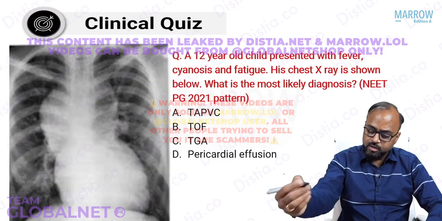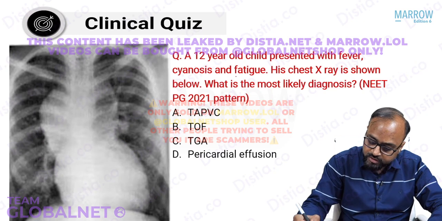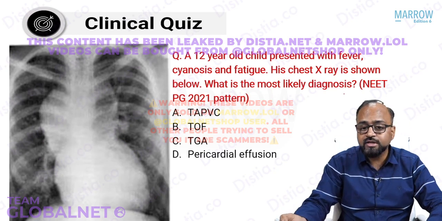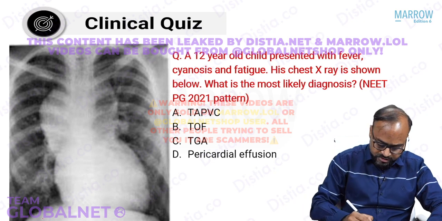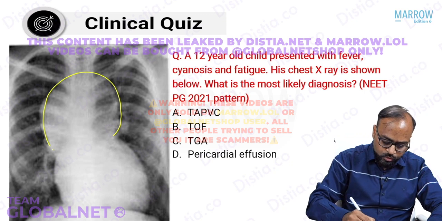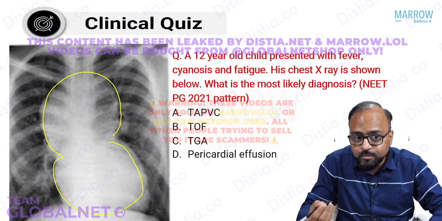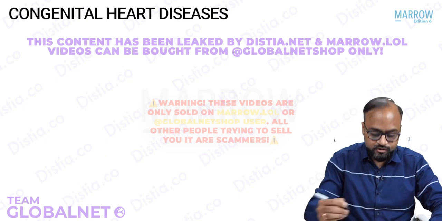Okay, now a 12-year-old child presented with fever, cyanosis and fatigue. His chest X-ray is shown here. What is the most likely diagnosis? See, another similar question based on congenital heart diseases. See, a very peculiar shape, two round opacities, so a figure of 8 or a snowman's heart, seen in a specific type of congenital heart disease. We'll discuss it as we go ahead.